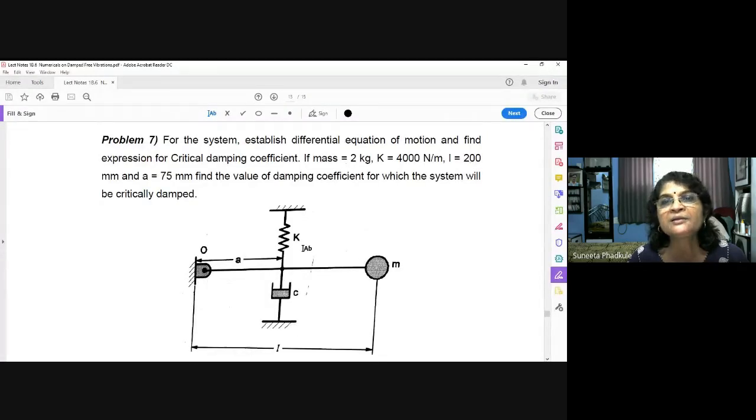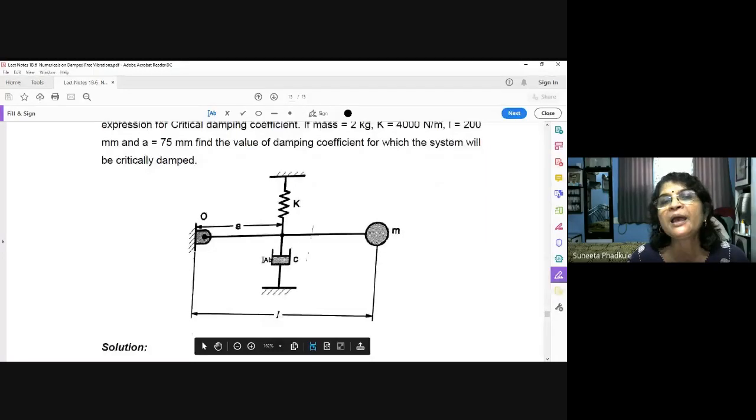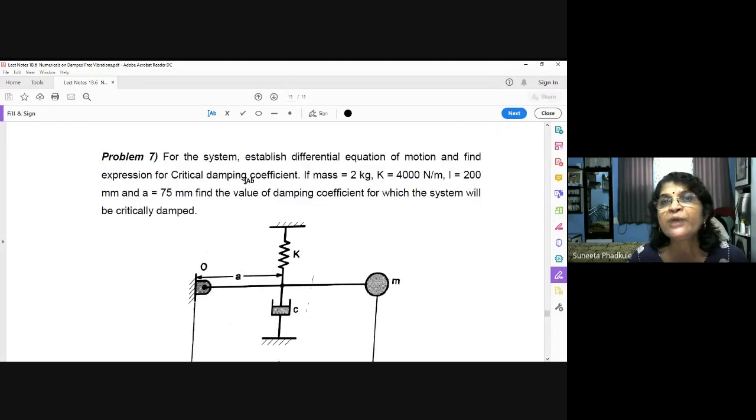And about C, the damper, nothing is given for the damper, and we want to design this damper. So we want to find out Cc and the equation of motion. Understood? Our aim is to establish the differential equation of motion, that is, whatever I told you: I theta double dot plus C theta dot plus K theta is equal to 0. So we want to write down that equation by putting in the values of I, K, C, etc.